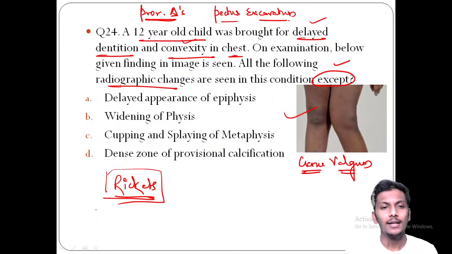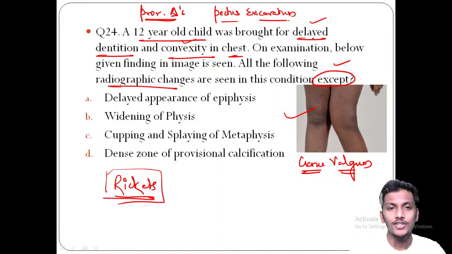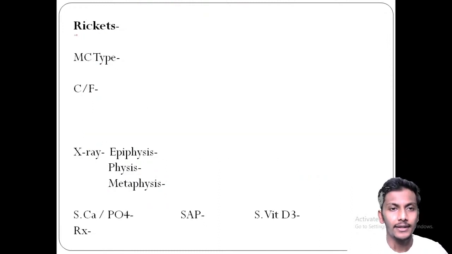Now we need to answer which radiographic changes would be seen in rickets, and which is not seen in rickets. Option A, delayed appearance of epiphysis. Option B, widening of physis. Option C, cupping and splaying of metaphysis. And option D, dense zone of provisional calcification. Now just answer in the chat box. In the meanwhile, we will be discussing rickets.